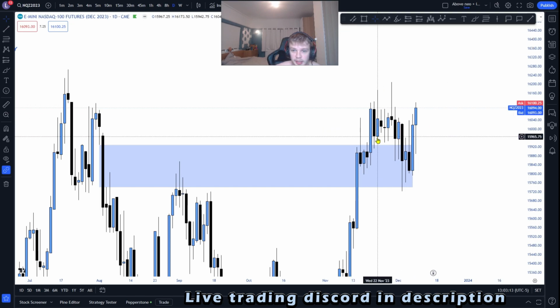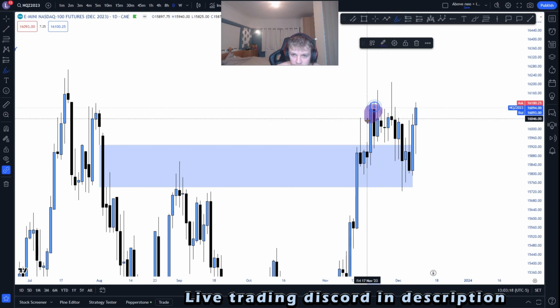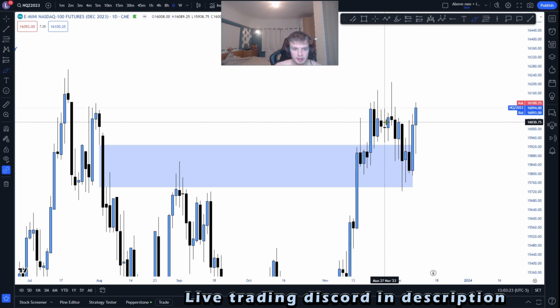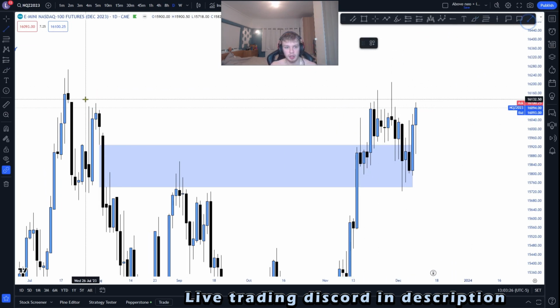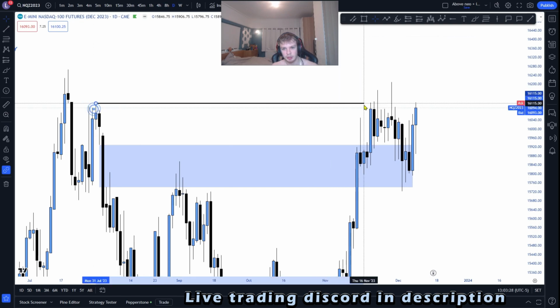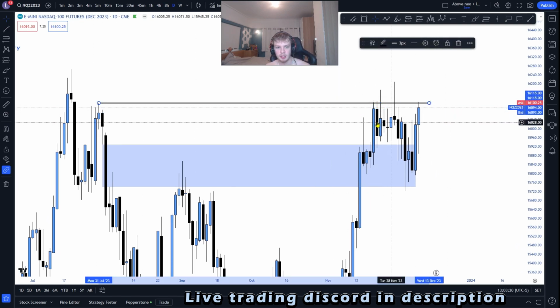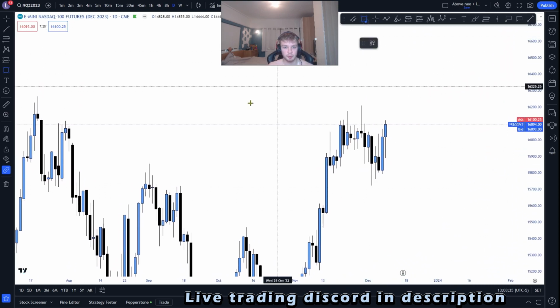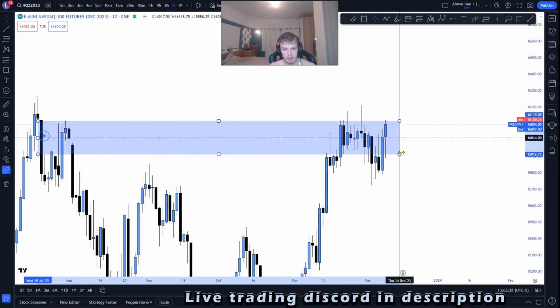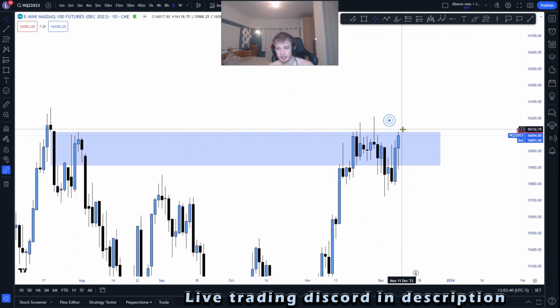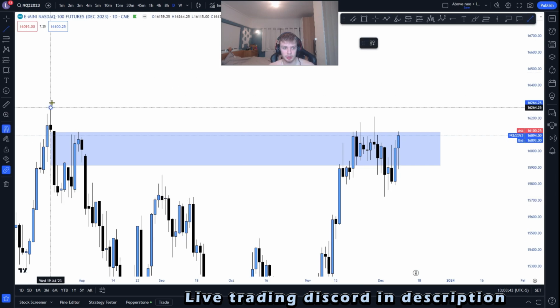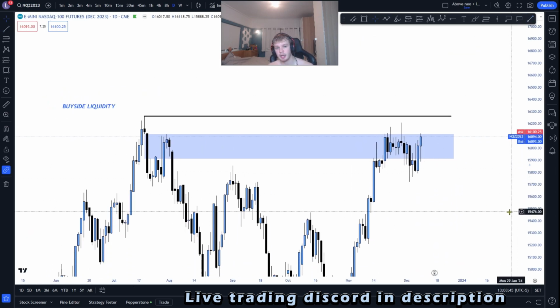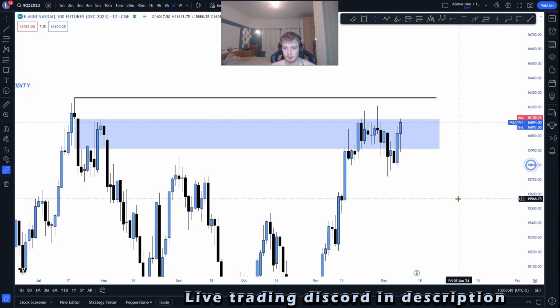So as you can see right here, we have had a close above this fair value gap. So here, the fair value gap has been disrespected. Therefore, I say to myself, I know that price will most likely want to go for this buy side liquidity, which it then took. And then for next week, my bias, if we break this fair value gap here, so if we get a candle close above this fair value gap right here, then we should go for this high right here. And yeah, that is how I use fair value gaps.